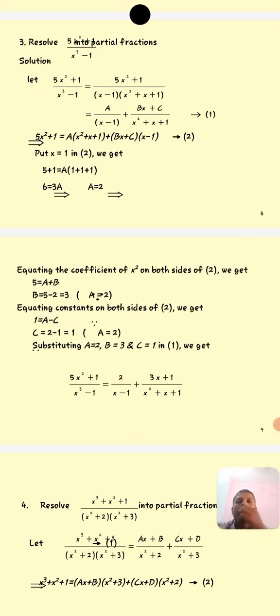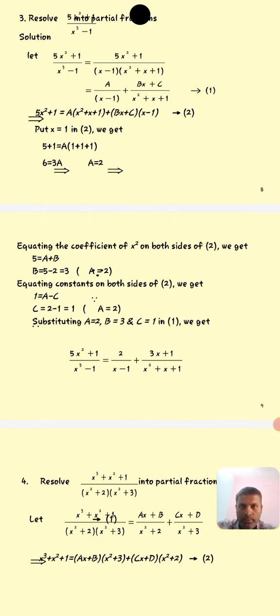Now we have to find the b value and c value. To find the b value and c value, we use the method of comparing coefficients. Equating the coefficient of x square on both sides of equation 2, what is the x square coefficient? On the left side it is 5, on the right side it is a plus b. So a plus b is equal to 5. Already we know that the a value is 2. In the place of a we substitute 2, we get b is equal to 5 minus 2, that is equal to 3.